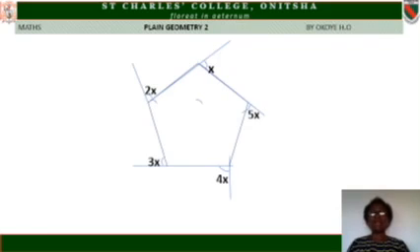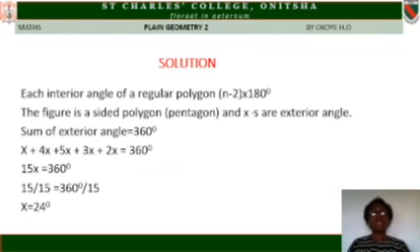When you look at this diagram, you can see the angles x, 2x, 3x, 4x, 5x are exterior angles outside the polygon. And we are asked to find the angles. So we are going to solve it now. We say that each interior angle of a regular polygon, that is the formula, is n minus 2 times 180 degrees. We are not going to use this one. This is for interior, that is the inside angle. We are going to use a pentagon. That diagram is a pentagon.